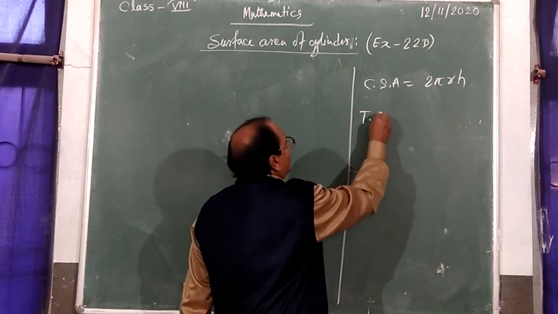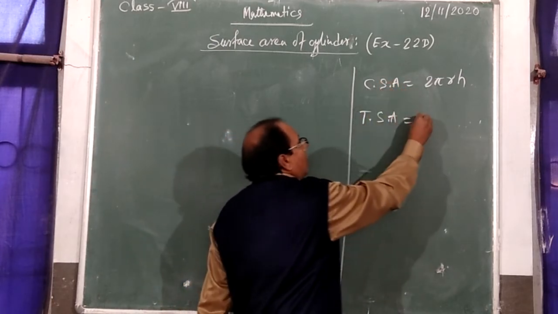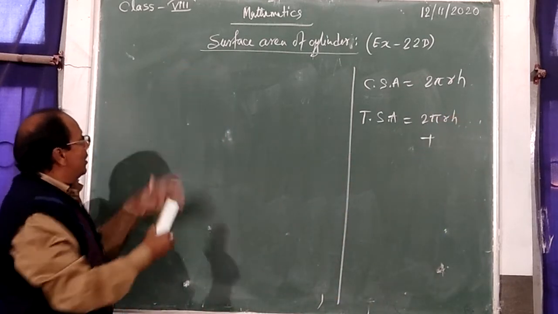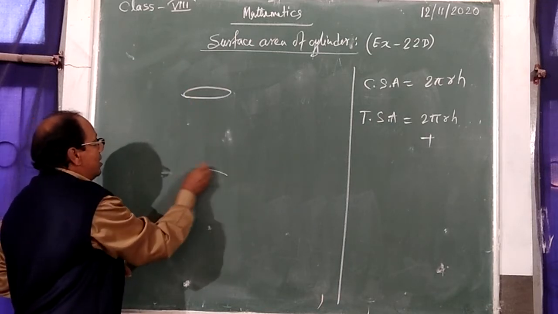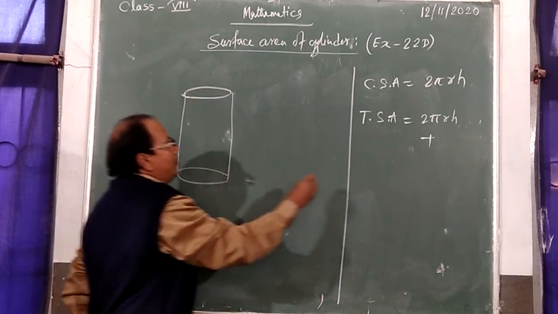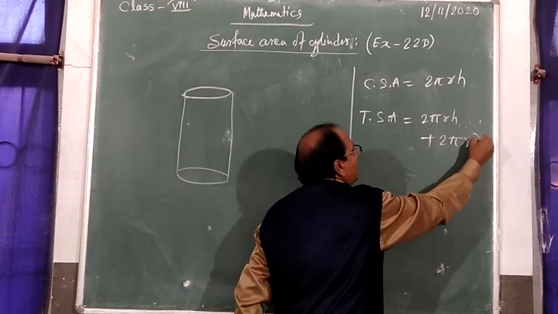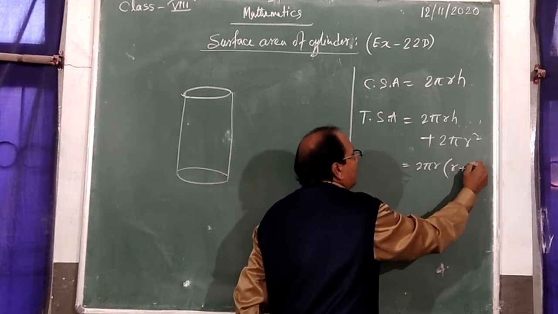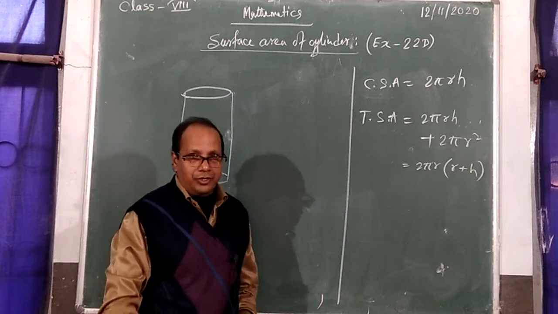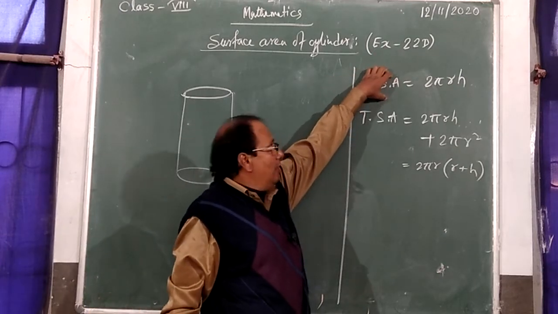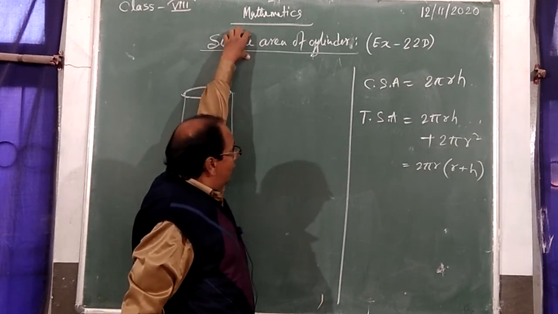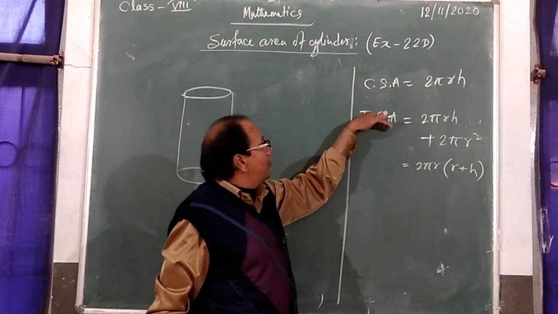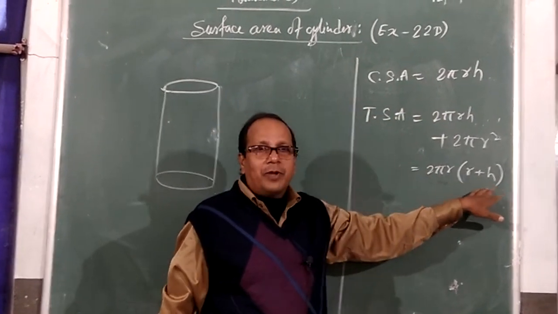Now, total surface area. Total surface area will be the curved surface area 2 pi r h plus the area of the top and area of the bottom. So it will be 2 pi r square. Now if you take common 2 pi r, then it will be 2 pi r whole into r plus h. These two formulas we need to work out the questions of exercise 22D. CSA is 2 pi r h and total surface area is 2 pi r whole into r plus h.